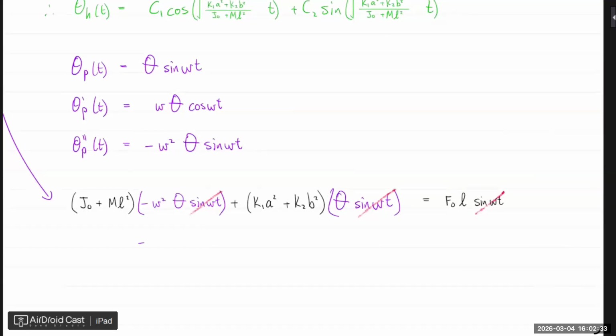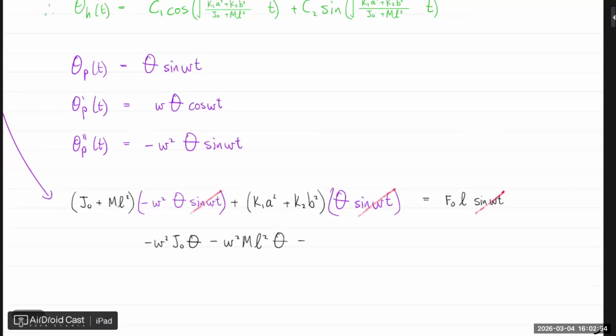So if I multiply everything in, we are left with negative omega squared JO and then that theta, minus omega squared ML squared in that theta, plus K1A squared plus K2B squared. I know those have values, A and K and stuff like that, but let's just get an equation and then later we can fill it in. And then that theta. That's equal to FO times L.